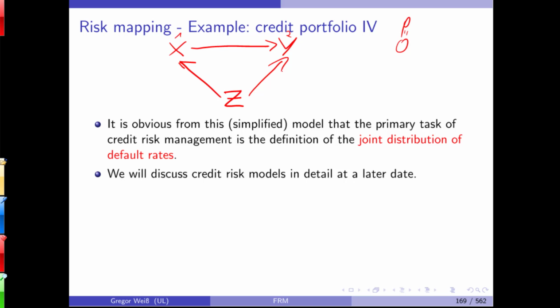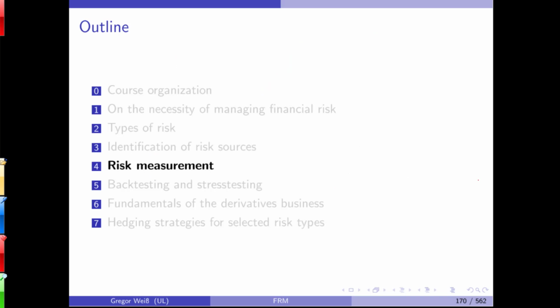Okay, so you need the joint distribution. You need to model those risks, those dependencies between the default probabilities to get a better and clearer picture of the risk factors driving credit risk. And we'll discuss this later. Any questions on this example of a loan portfolio?